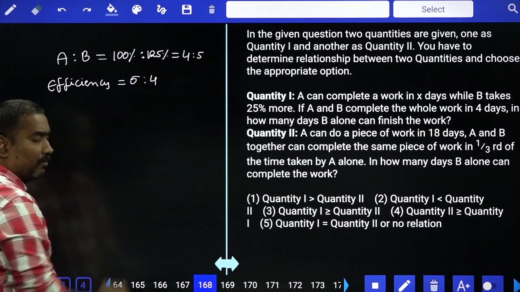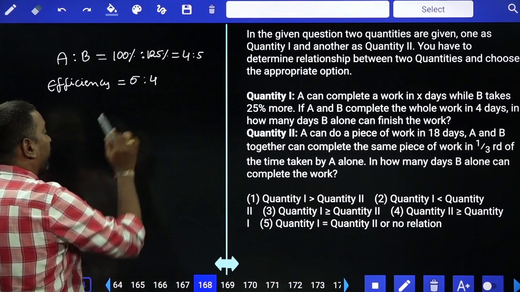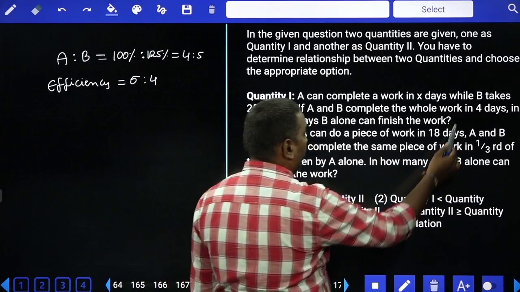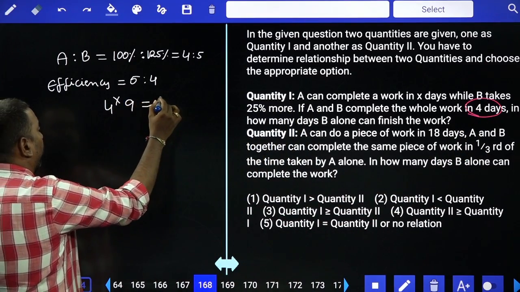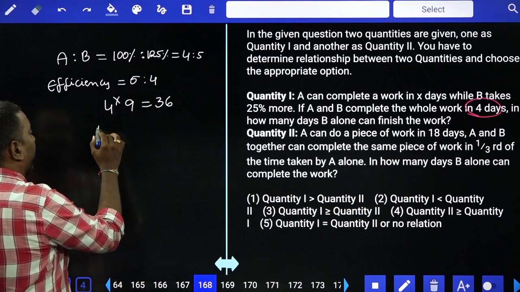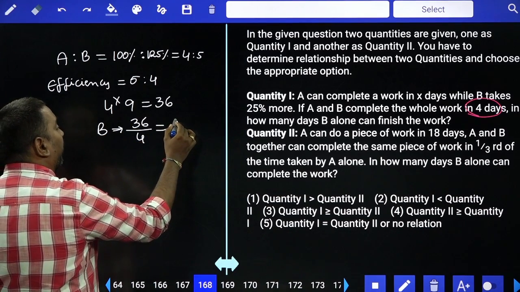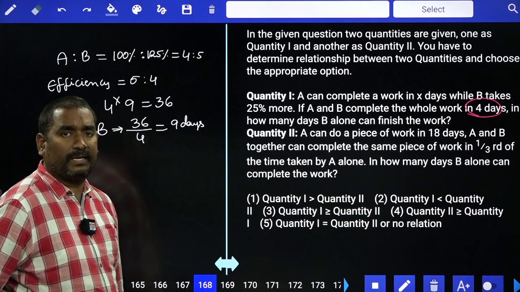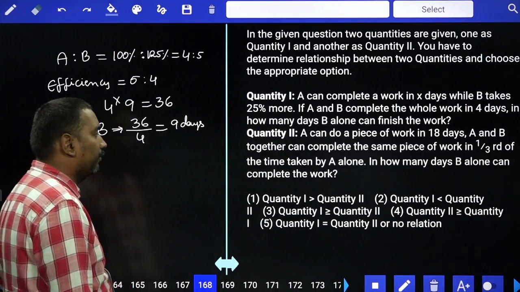A and B time ratio 4:5 means efficiency ratio 5:4. A can complete 5 units, B 4 units. Together they complete 9 units in a day. They take 4 days to complete the work. Per day 9 units, and in 4 days, 4 9s are 36 units, the total work. Then B alone, per day 4 units, so 36 units take 9 days. Q1 is 9.